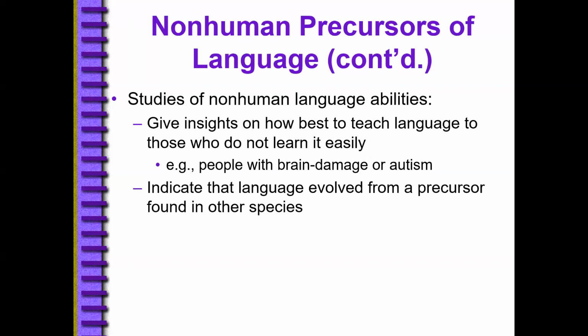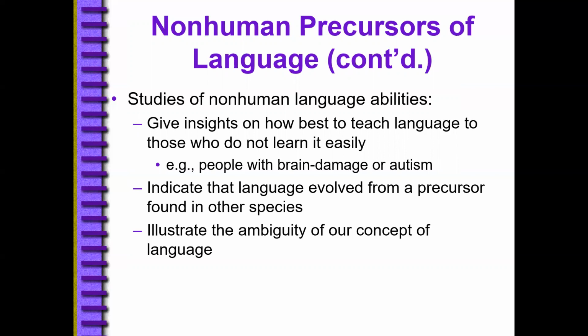Also, as we're thinking about where language came from, why do we have language, what's going on with this? It does seem, or many people believe, that language has evolved from a precursor, since other species maybe have language too. And of course, thinking about the research across different species and even the research among humans too, it also demonstrates how ambiguous our concept of language is.